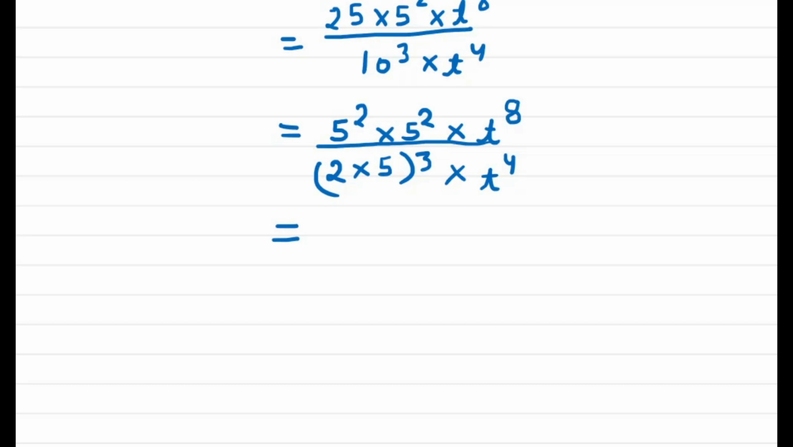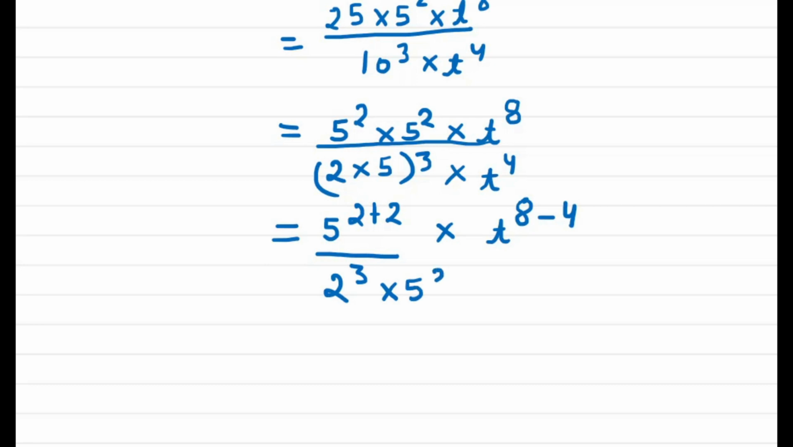Here it is 5 square, and this is also 5 square, so it will be 5 to the power 2 plus 2, into t terms. t to the power 8 is divided by t to the power 4, so it can be t to the power 8 minus 4, and divided by 2 cube into 5 cube. Let's see which laws we have used here. The first one is like we used in the previous one: a to the power m into a to the power n can be written as a to the power m plus n. So we have used this one here.